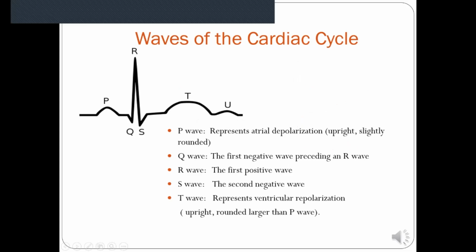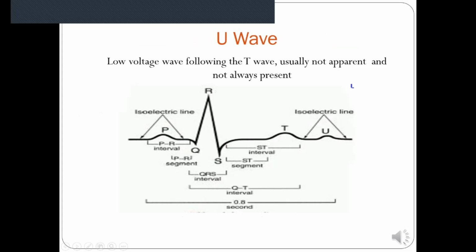And so these are the waves of the cardiac cycle. So the P wave is depolarization. So that's here. The Q is the first negative wave preceding an R wave, and the R wave is the first positive wave. And then you have your second negative wave, which is the S wave. And then you have this T wave, which represents ventricular repolarization. And the one thing that we always look at when we're reading cardio echo or EKGs is you want that P wave to be just beautiful and upright and matching, and that's how you can tell the difference in certain rhythms.